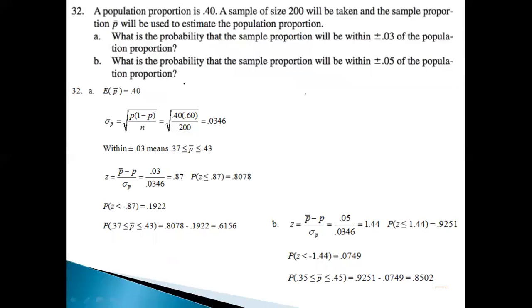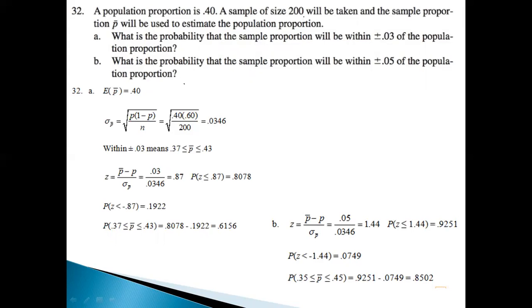Now 32, population proportion is 0.40. A sample size of 200 will be taken, and the sample proportion p bar will be used to estimate the population proportion. A, what is the probability that the sample proportion will be within plus or minus 0.03 of the population proportion? And B, what is the probability that the sample proportion will fall within 0.05 of the population proportion?